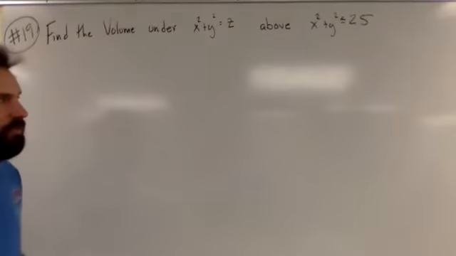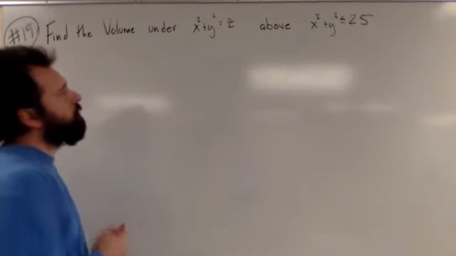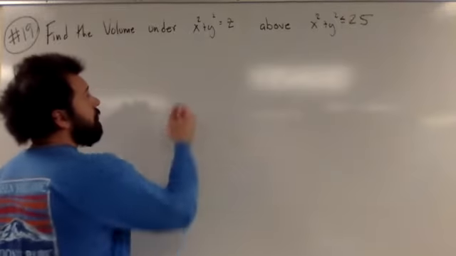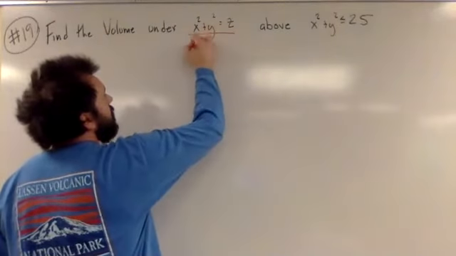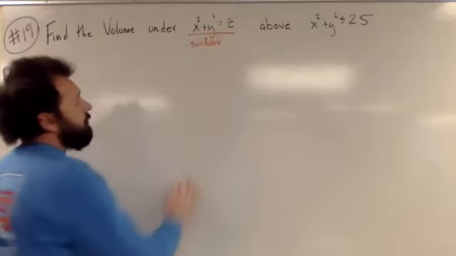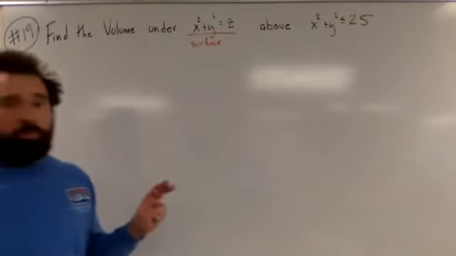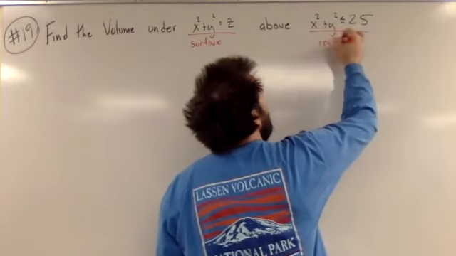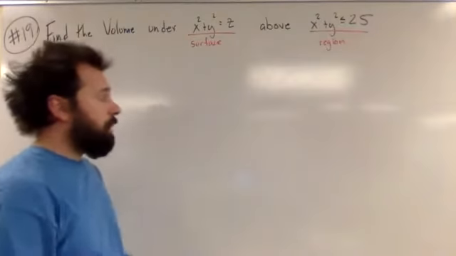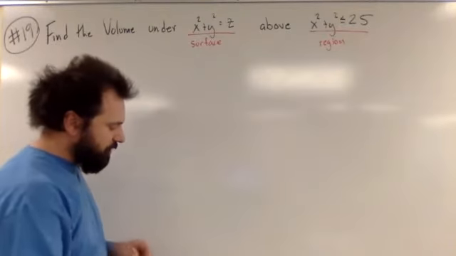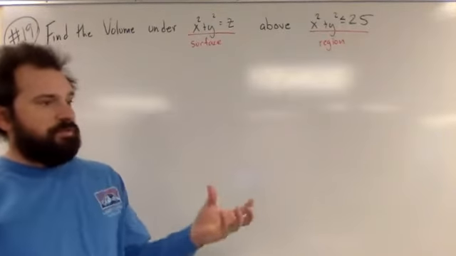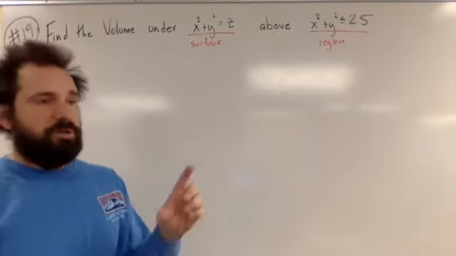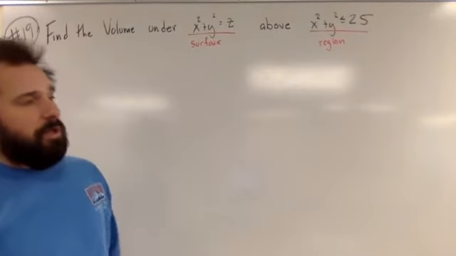So one of the first things I would recommend is to identify which one's the surface and which one's the region. So here, that's the surface that I'm trying to find the volume under. And then this is the region that I'm integrating over. The reason it's important to know the difference is that the surface is the function that's going to get plugged into your integral. The region is how you're going to determine the bounds for your integral.